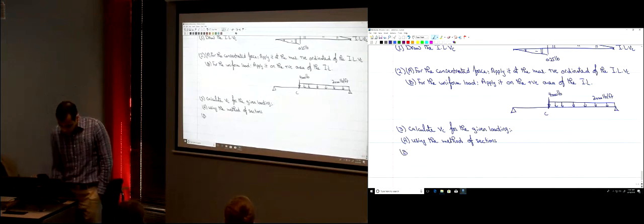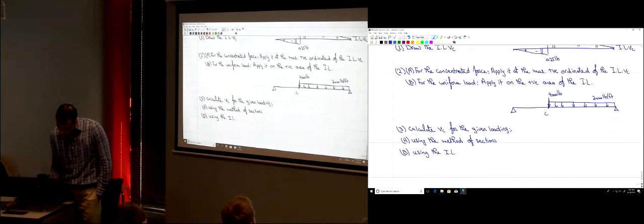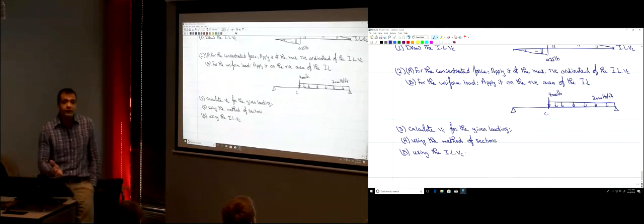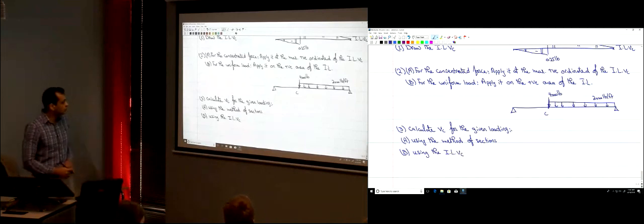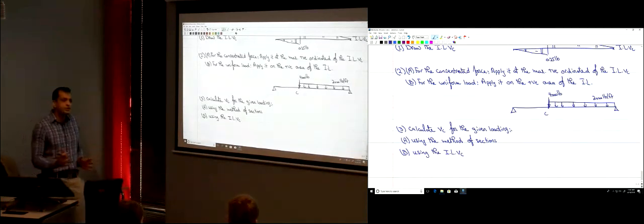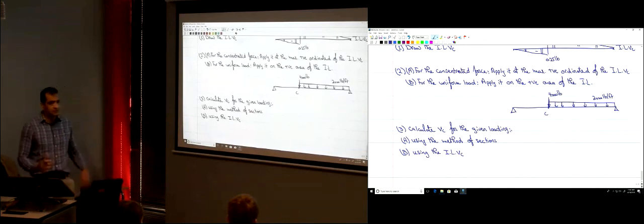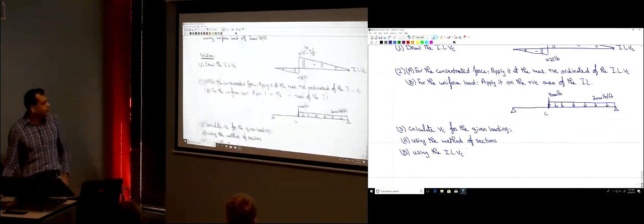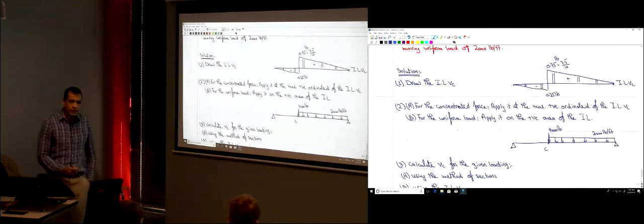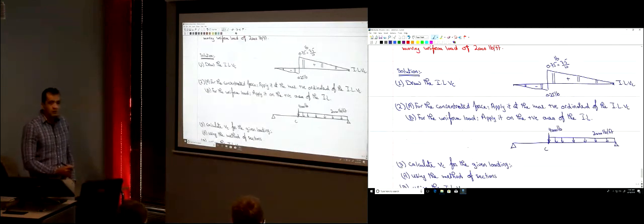Or you can use the influence line that you drew to find how much is VC. How can I use the influence line to find VC without finding the reactions, without taking the section? Yes. You have those two loads applied, and I want to find how much is VC.